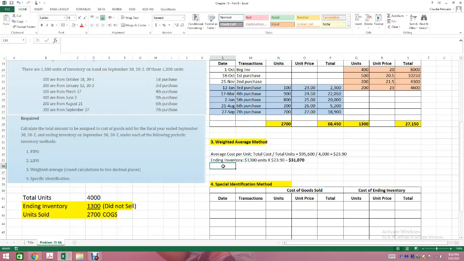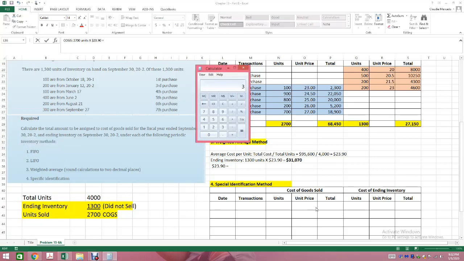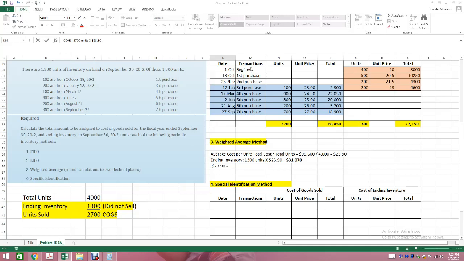Now to calculate your cost of goods sold, how many did you sell? Well, I sold 2,700 units. So you have 2,700 units, and we're going to multiply it by the $23.90. Let's see what that gives us. $23.90 times the 2,700 units that we did sell. That's $64,530.